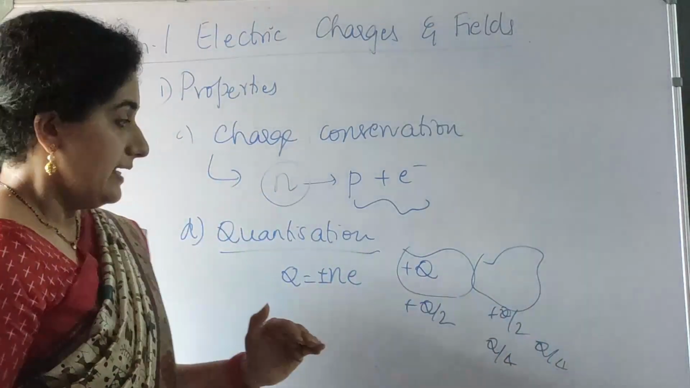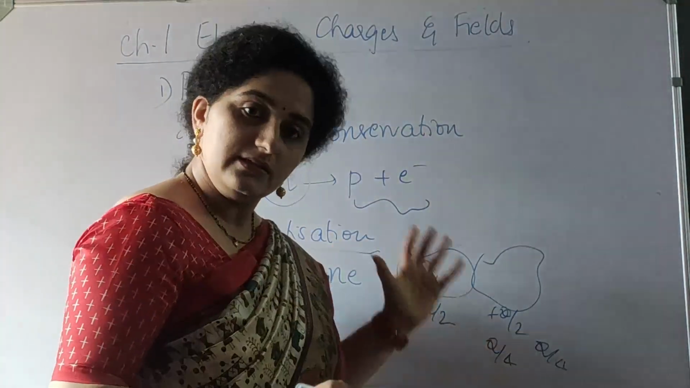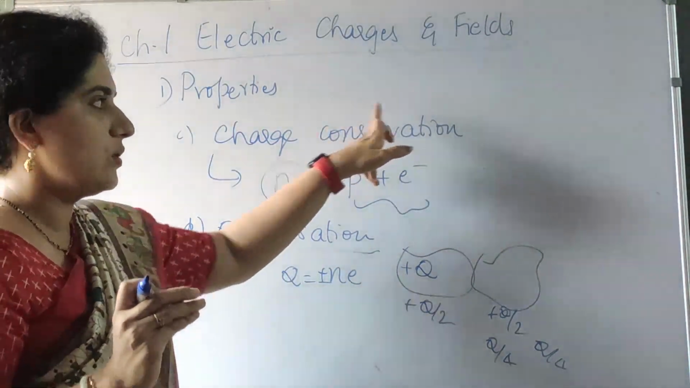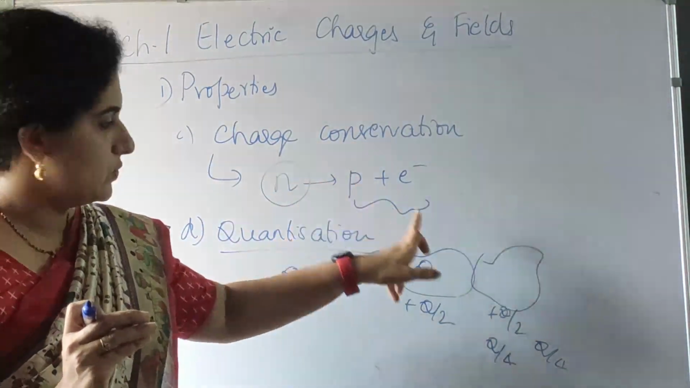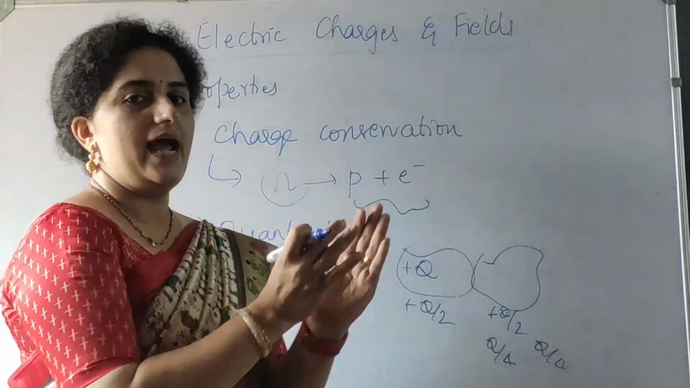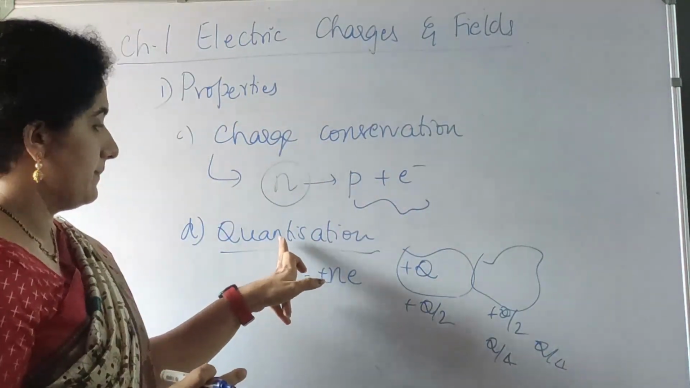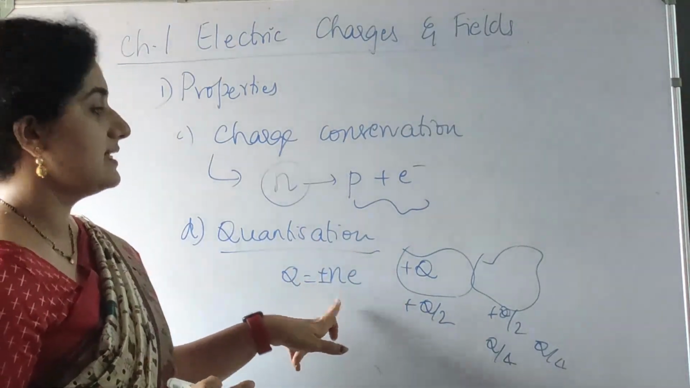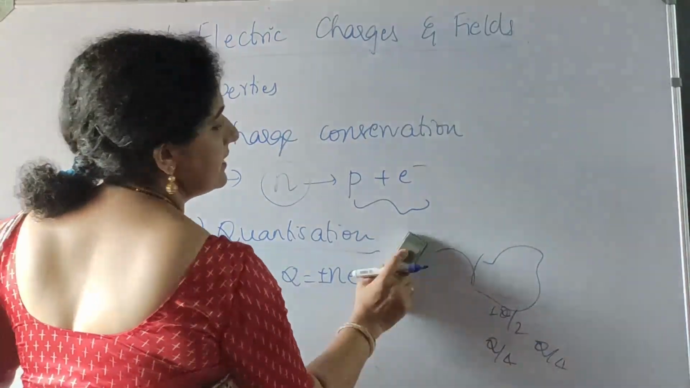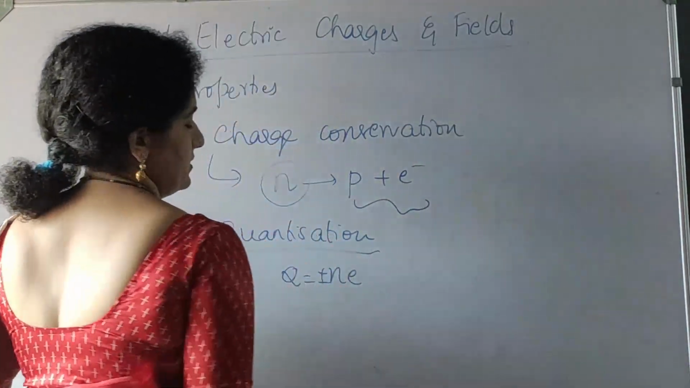But when you consider the whole system, the total charge will remain the same. It goes along with charge conservation. No extra charge will come into the picture. So you can divide the charges or you can add charges. How can I add the charges? As n into e, plus or minus n into e. In that way you can add the charges.